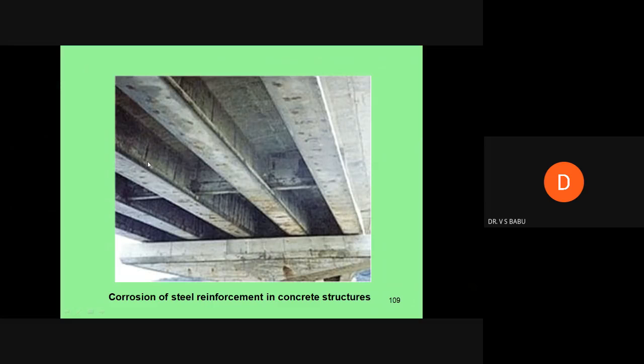Once the iron is disintegrated, the concrete cannot take these tensile forces in the bottom area. You know that neutral axis, NA? Suppose top members are subjected to compression and bottom members are subjected to tension. In case of the tension zone, if the reinforcement is damaged, then this bridge deck will collapse. So this is the corrosion problem.